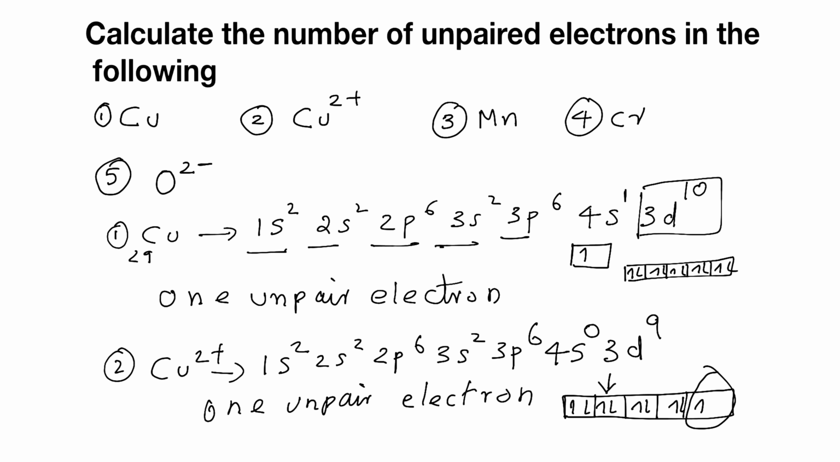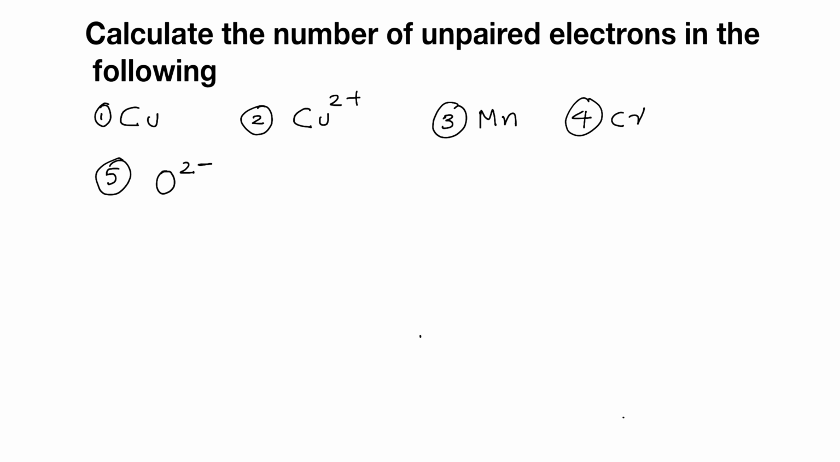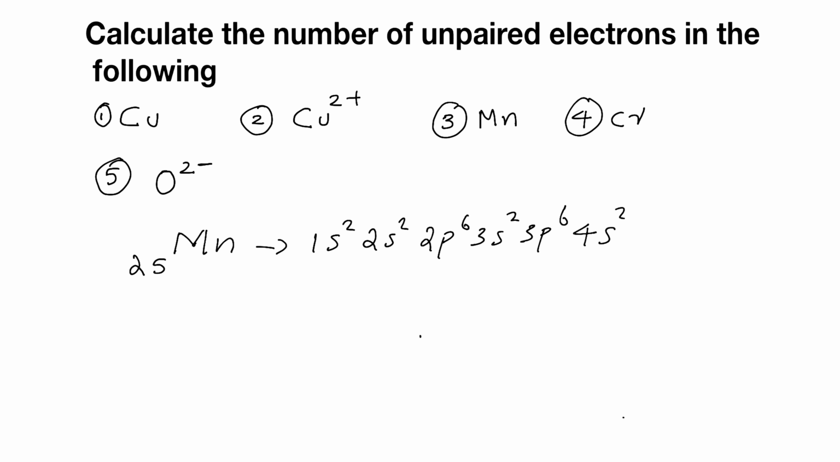Okay, right. Now next one is what? Manganese, Mn. For manganese, again write the configuration. Atomic number is 25. So what is that? 1s2, 2s2, 2p6, 3s2, 3p6, 4s2. What is 4s2? 4s2 is 20. Then 25, right? 3d5. Now check 3d.